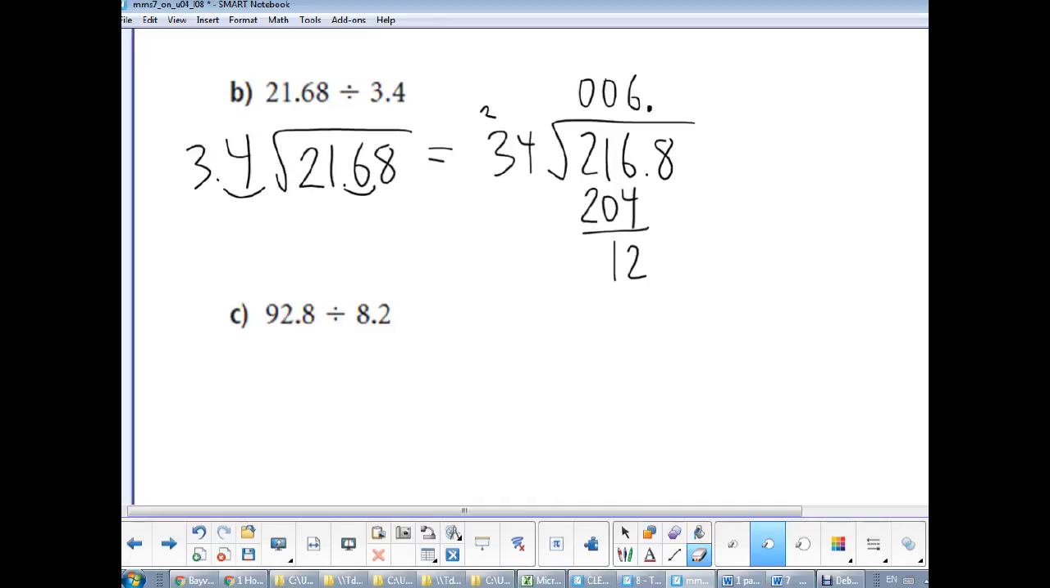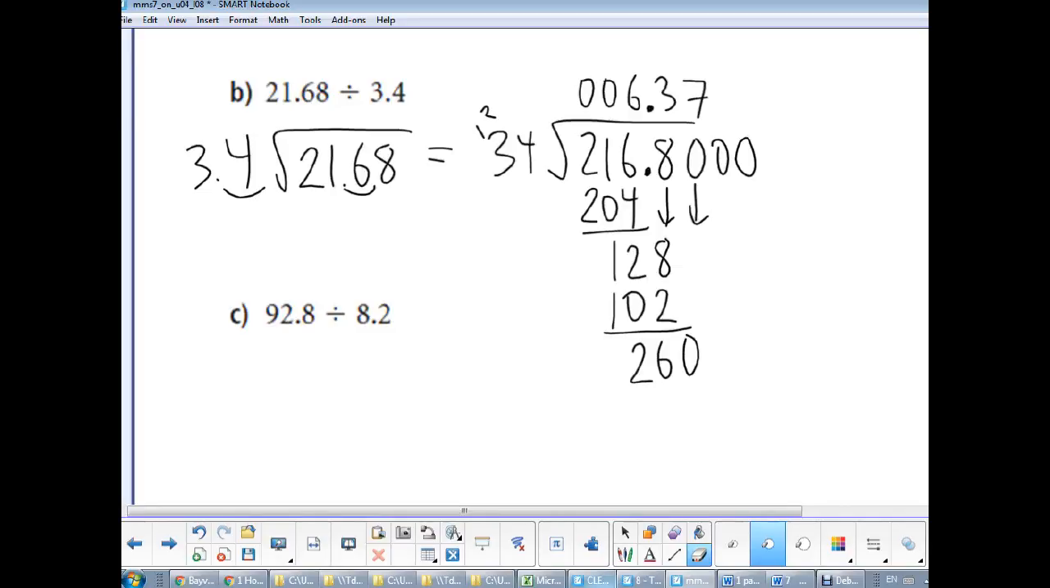We put our decimal here because it's all lined up. Bring down the 8. 34 goes into 128 3 times. 3 times 4 is 12. 3 times 3 is 9. And we're going to keep adding zeros here as long as we need to go. 28 minus 2 is 26. Bring down another 0. 34 will go into 260. Let's try 7 times. Yep.